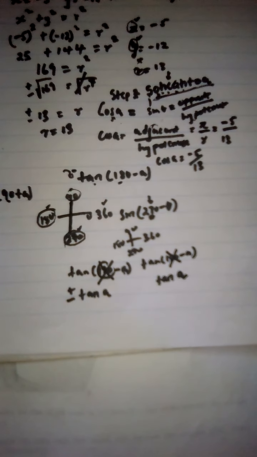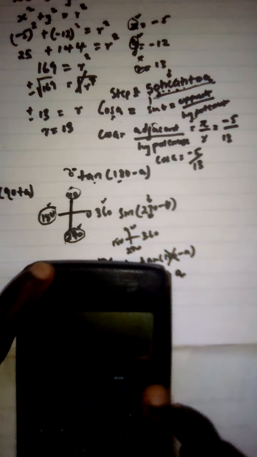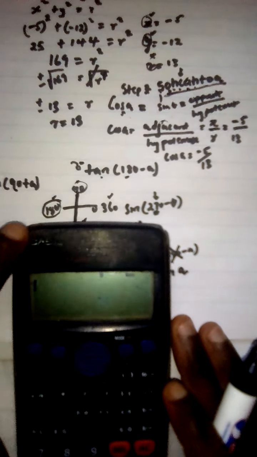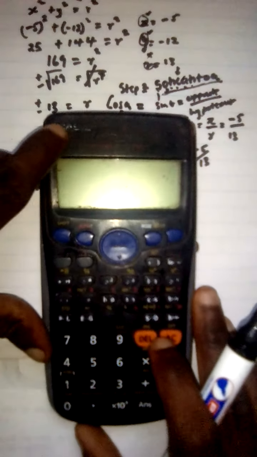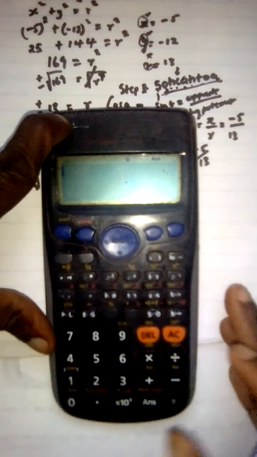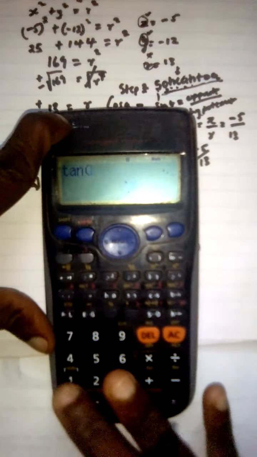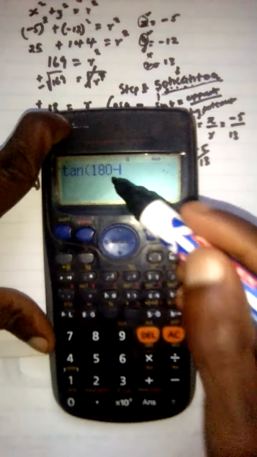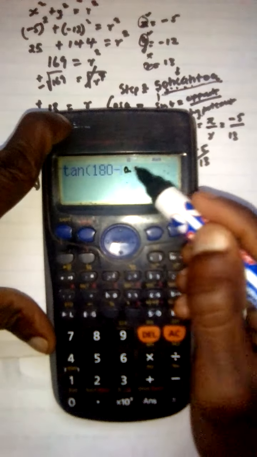Let me fetch my calculator. I'm going to use Casio to determine the sign. It was tan of 180 minus alpha. Hopefully, let me say tan, let me say 180. It was minus alpha, right?